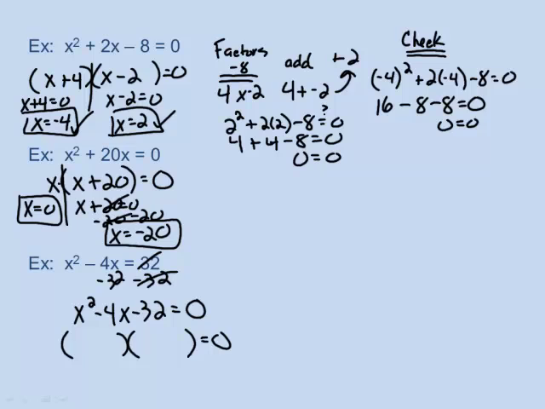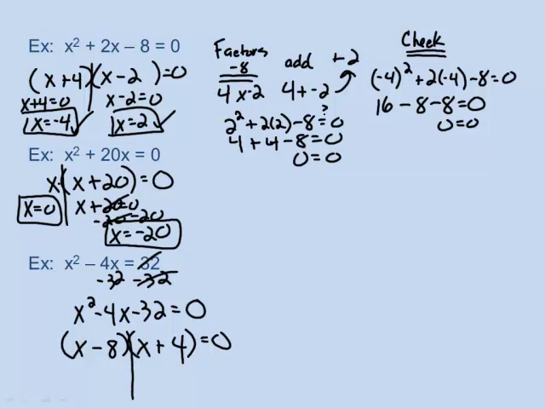So again, this is one of the simpler trinomials. We're interested in factors of negative 32, which when you add, give you negative 4. And I believe those two factors would be negative 8 and positive 4. Negative 8 times 4 is negative 32. Negative 8 plus 4 is negative 4. So we've got x minus 8 times x plus 4 is equal to 0.